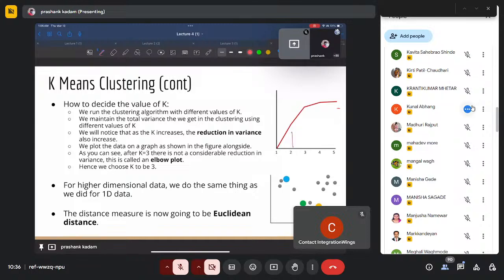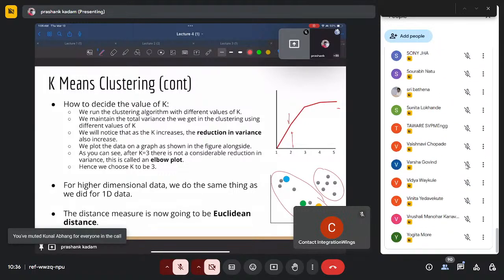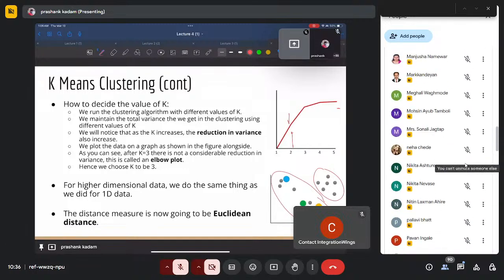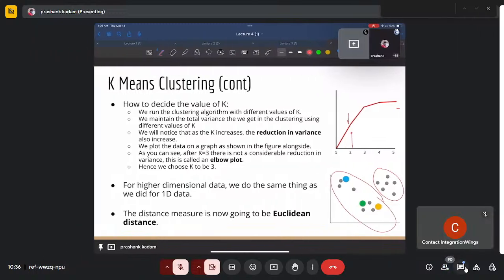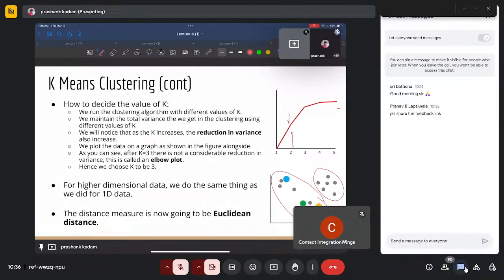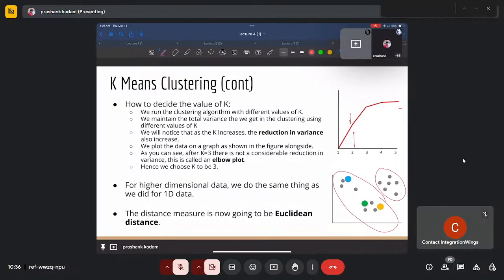we take two. Let's say we take two clusters. So probably this data will be clustered something like this into these two clusters. Now you can see that they are not very efficiently clustered, because there is still a lot of variance to be explained.